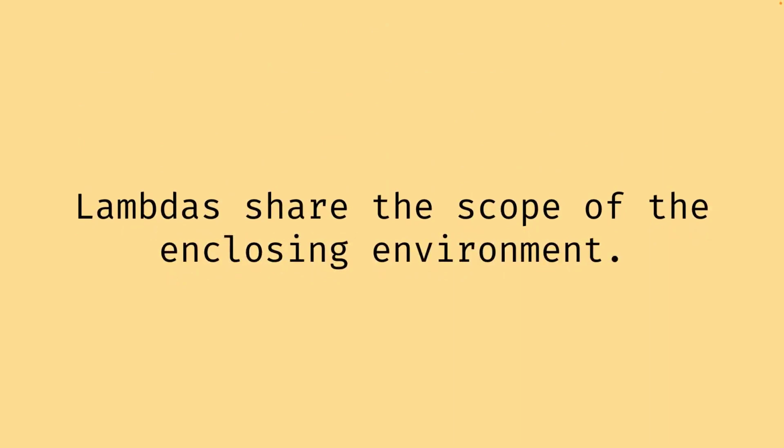Unlike methods, lambdas share the scope of their enclosing environment. Therefore, you cannot use names for identifiers in lambdas that already exist in the enclosing context. Simply put, that means if I have an int x inside my method, I cannot call the input parameter of the lambda x as well, because that would result in a naming conflict.